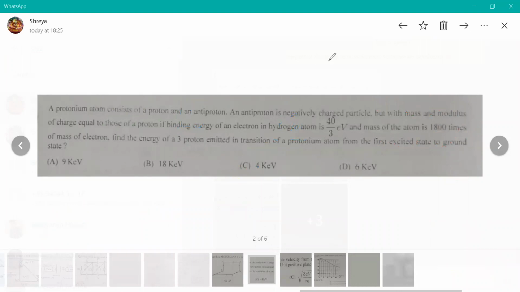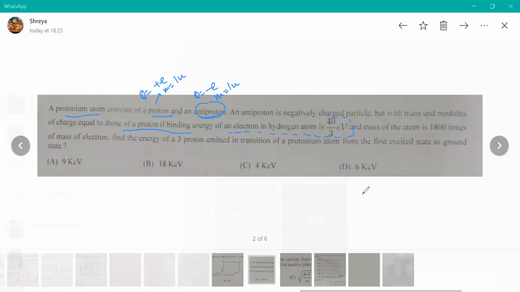Yeah, so this is this type of question. You have a plutonium atom which consists of a proton and an antiproton. A proton has charge plus e and mass of 1 atomic mass unit. An antiproton has a charge of minus e and mass equal to 1 atomic mass unit. It's the antiparticle of a proton. So an antiproton is a negatively charged particle but with the same mass and modulus of charge as those of the proton. Now, if the binding energy of an electron in the hydrogen atom is this much, okay.